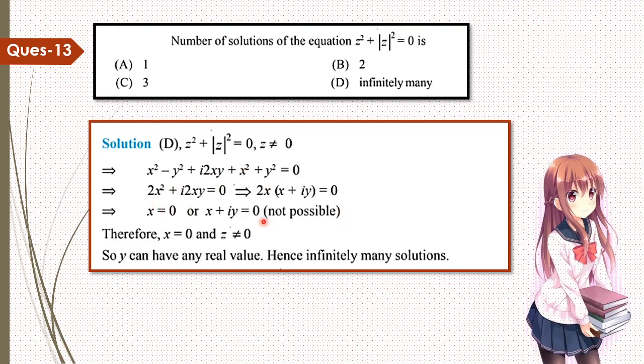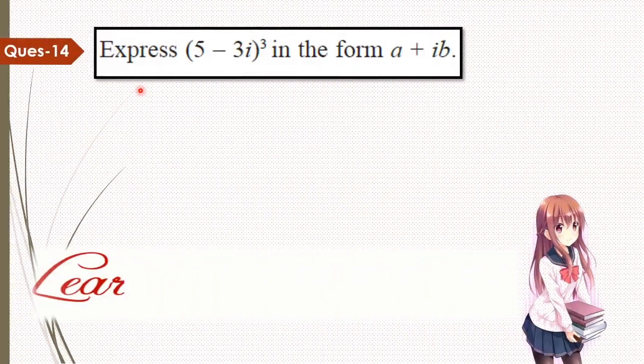Now y square and minus y square will be cancelled. 2x square plus 2xy iota equal to 0, which means 2x into x plus iota y equal to 0. Now this is a complex number which is 0. It's not possible, because then this equation will not be true. So it means x is definitely equal to 0, and if x is equal to 0, it means y can have any real value, and hence it has infinitely many solutions.